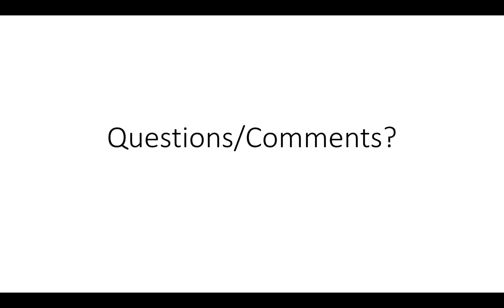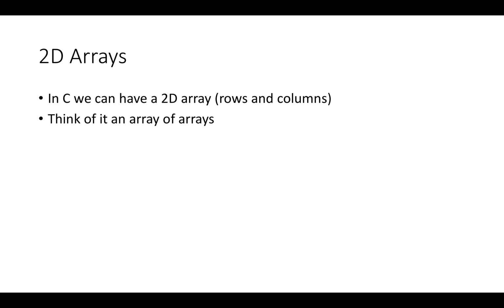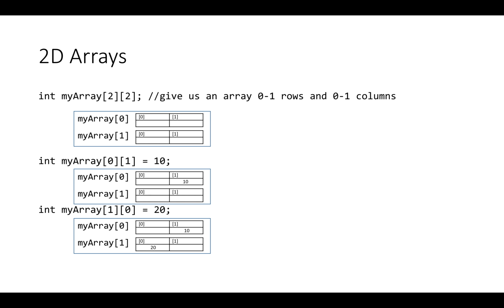So, we are going to talk about 2D arrays today. In C we can have a 2D array. Essentially there are rows and columns. A lot of people would reference them as matrices. Think of a 2D array in C as an array of arrays.